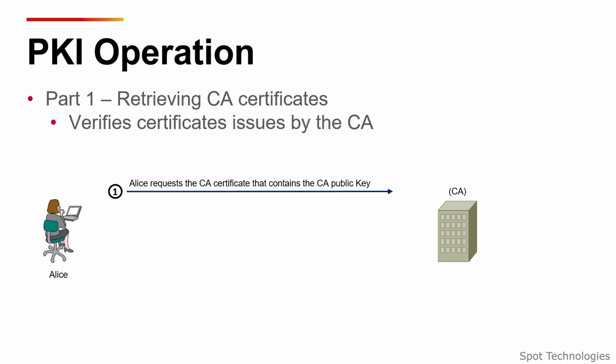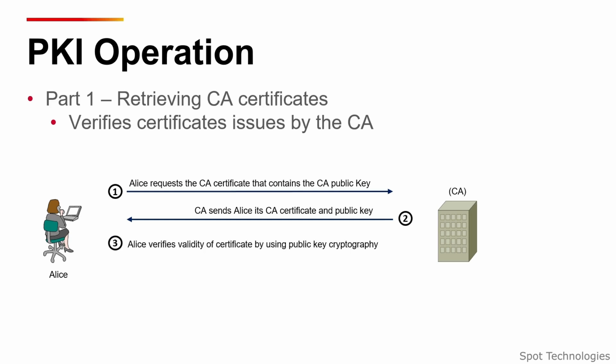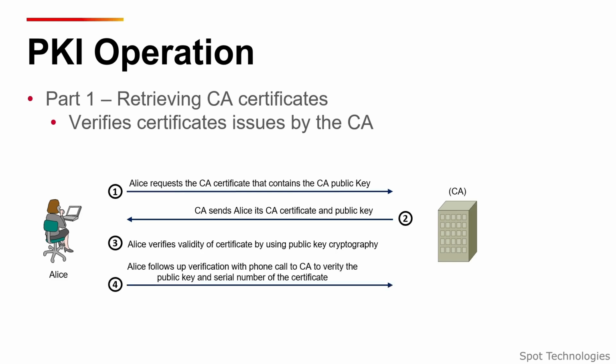The certificate authority sends their certificate and public key back to Alice. Alice then verifies the validity of the certificate by using public key cryptography. She also follows up with a phone call to the certificate authority, again, to verify that the public key and serial number of the certificates were actually all valid. So there's two different verification steps taking place here.